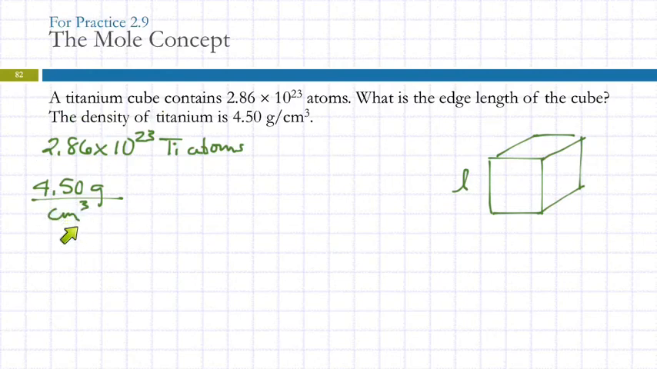This has cubic centimeters in it, right? We could figure out the volume of this titanium. What's the equation for the volume of a cube? The length times the width times the height, so the length cubed. So if we wanted to know what L was, L would be equal to the cube root of the volume. We need to find the volume of titanium in this cube.